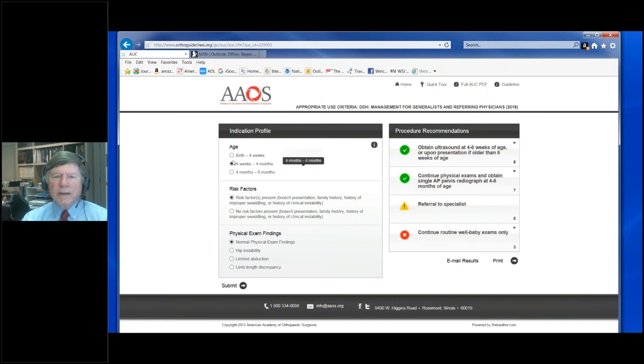Okay, let's say the baby is birth to 4 weeks, with risk factors and a normal exam. This says obtain an ultrasound at 4 to 6 weeks of age; continuing physical exams could be considered. Well, what if the child is 4 months of age? Now you're going to get an X-ray of the pelvis. So it tells you what to do. It's pretty simple. This is on the Academy website.